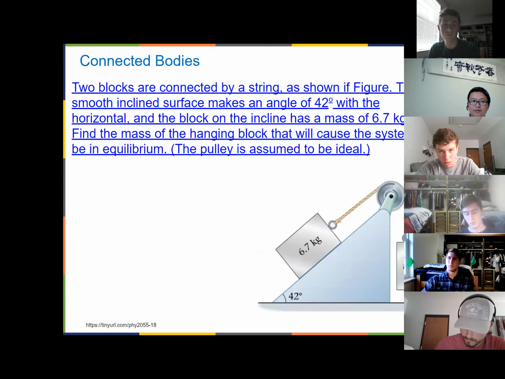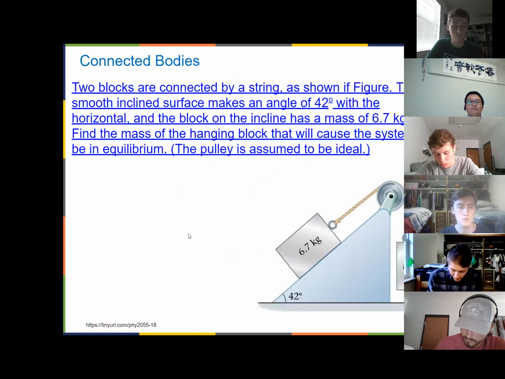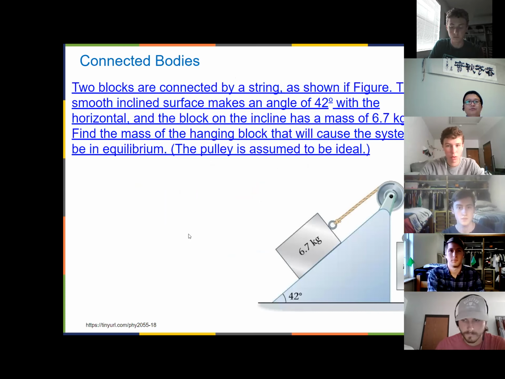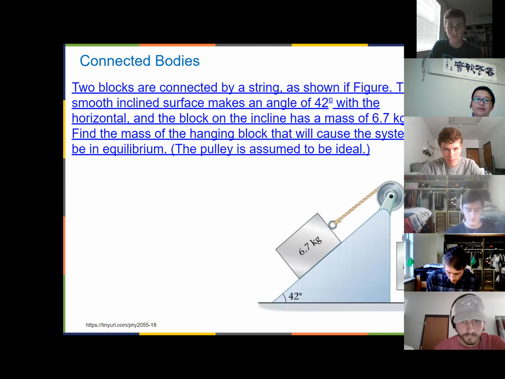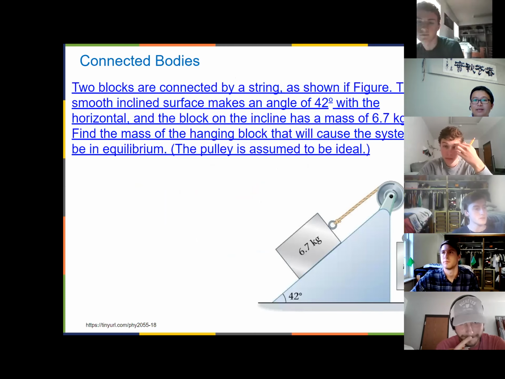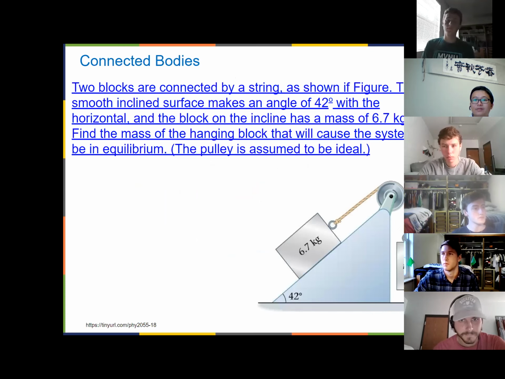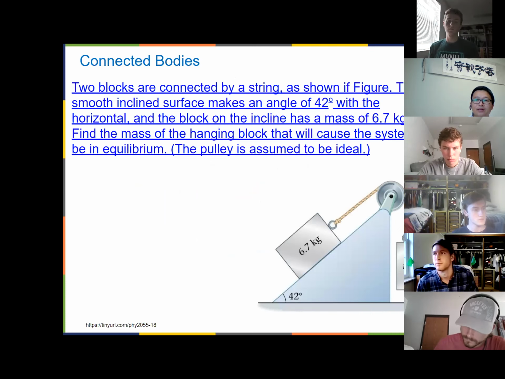All right. So let's look at the first one here. This one says you have two blocks connected by a string as shown in the figure here. The smooth inclined surface makes an angle of 42 degrees with the horizontal, and the block on the incline has a mass of 6.7 kilograms. Find the mass of the hanging block that will cause the system to be in equilibrium.